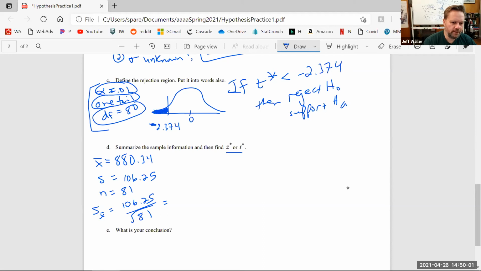So of course, this standard deviation is good for individuals. I need to make the one that's good for groups of 81. I don't care if it's an S or a sigma. I don't care. You still got to do it. So I get 11.806.